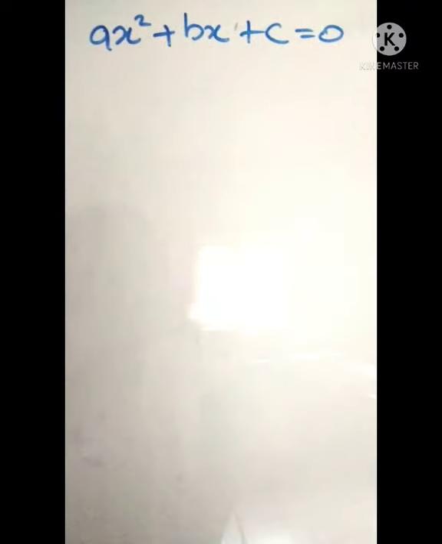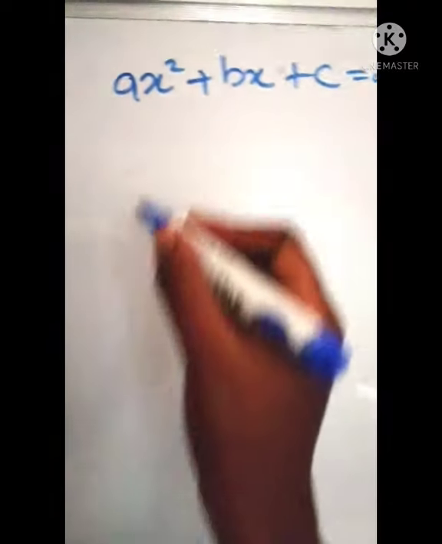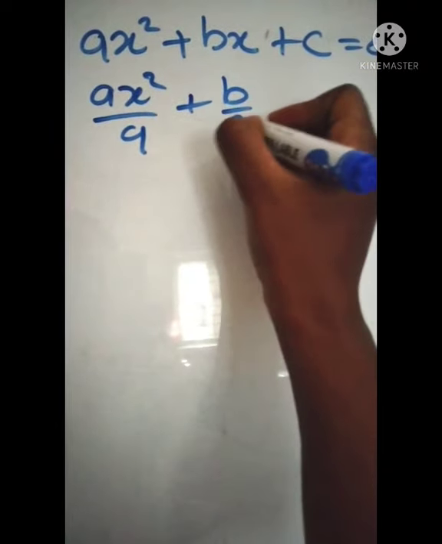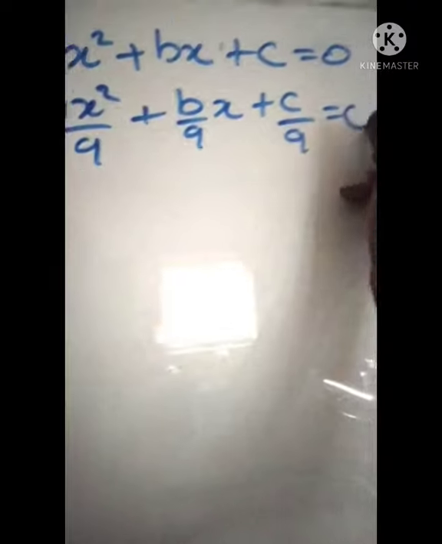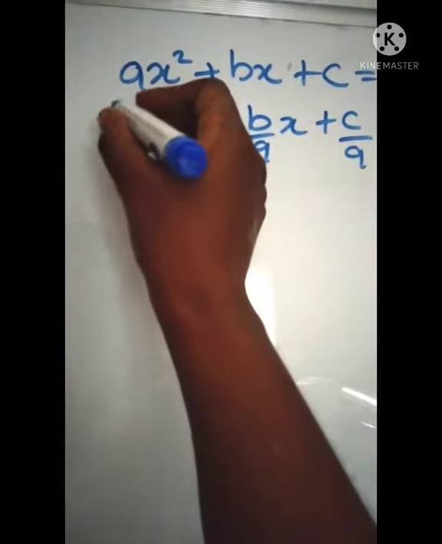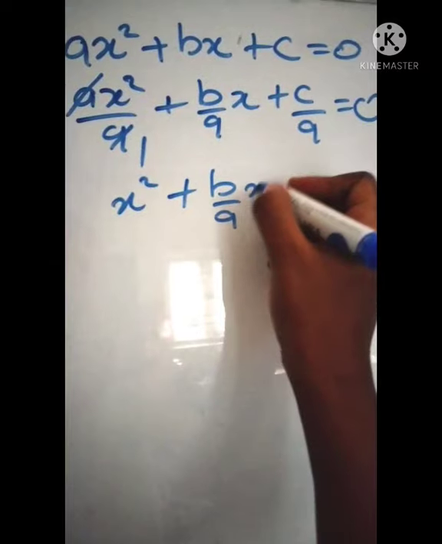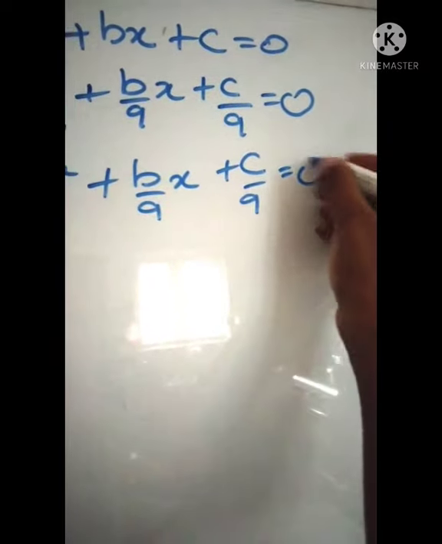And now, for you to understand completing the square method, check the Easy Maths channel, and you will see how we solve using completing the square method. So before we start that, we need to make the coefficient of x squared 1. How do we do that? We do that by dividing through this equation by a. So we say ax squared all over a plus b over a x plus c over a equal to 0. So this will cancel here 1, this will cancel here 1. Then we'll have x squared plus b all over a x plus c all over a equal to 0.